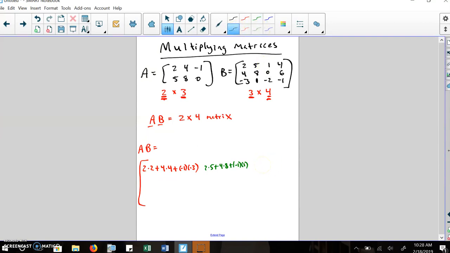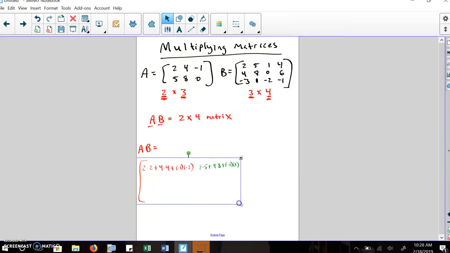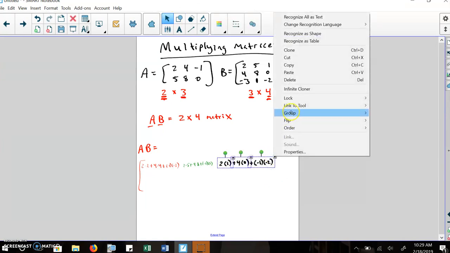Third entry here, and I probably am going to run out of space. Let me go ahead and shrink this down so I can keep it all here. I'm going to make sure I get it all on the page in the right direction. We're going to go again across the first row. This time we're going to go down the third column, so it's going to be 2 times 1, plus 4 times 0, plus negative 1 times negative 2. Again, let me shrink this down a little bit. I want to make sure we can get it all on here.